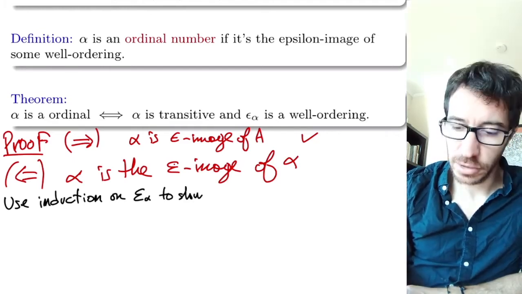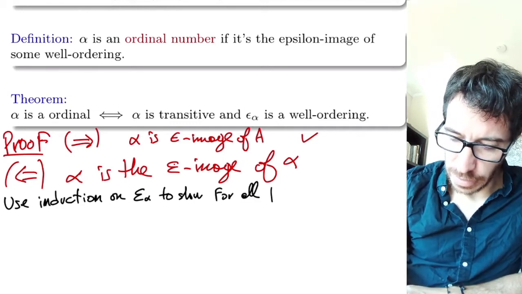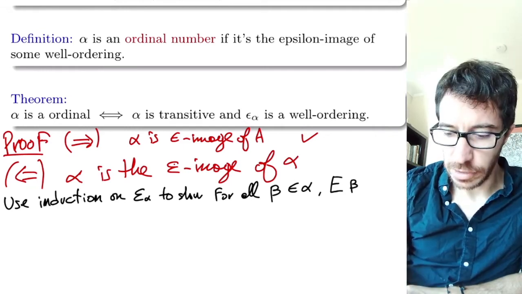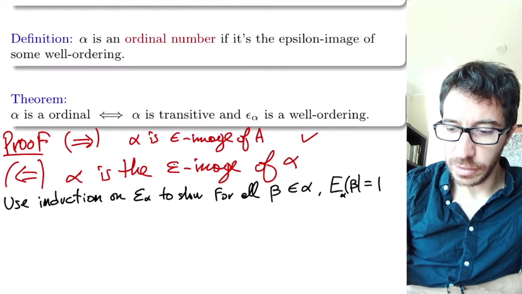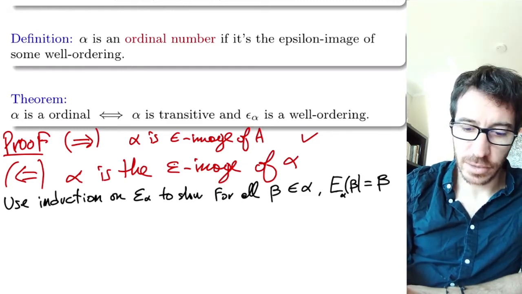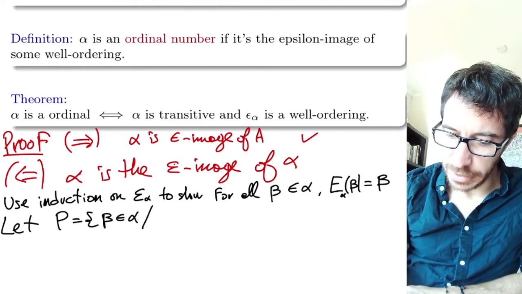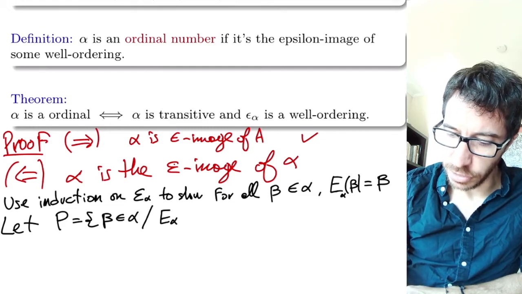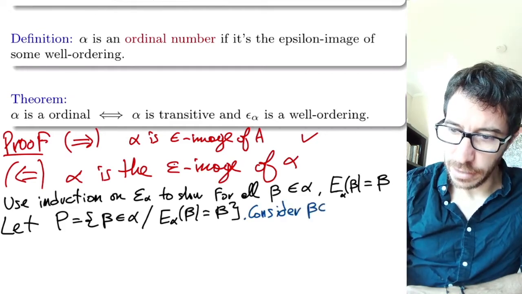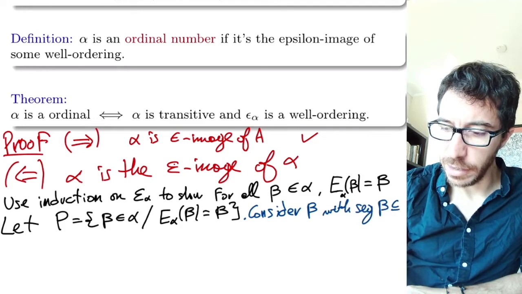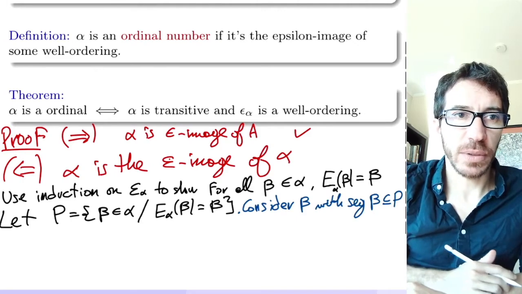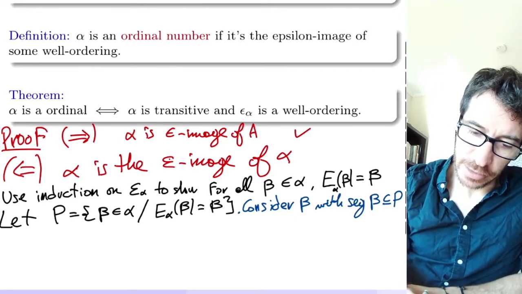We're assuming it's a well ordering, to show that for all beta that belongs to alpha, the epsilon image of beta, according to this alpha, is equal to beta. Okay? And again, how do you do that? Well, it's just the usual proof. Let P be the set of all betas that belong to alpha such that, according to the epsilon function, beta gets mapped to beta. Now consider a beta such that the segment of beta is included in P. We want to show that beta belongs to P, right? That's what we need for the induction. So we need to show that beta satisfies these things.